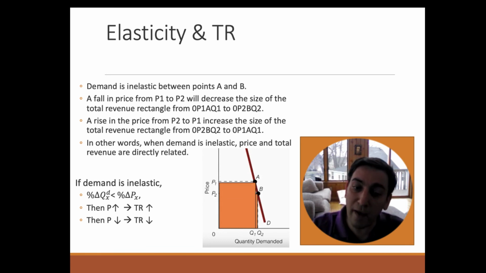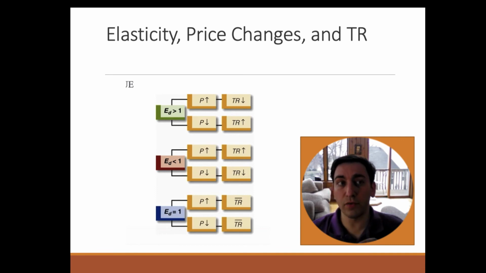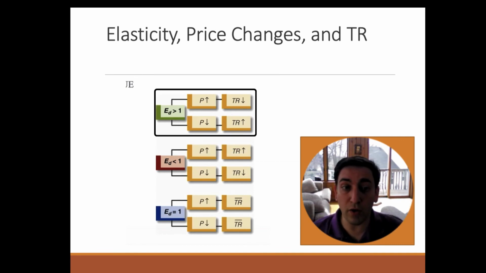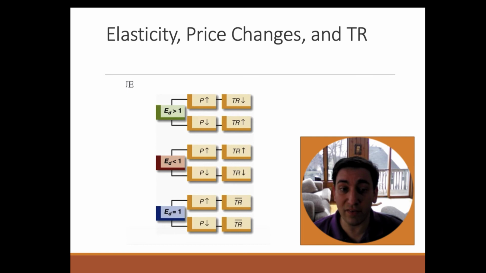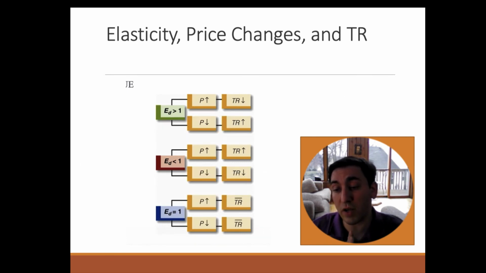You raise the price by 5%, you're going to lose maybe 2% of your customers, but your revenue is going to increase by more than 5%. So that's what we have going on here. This just summarizes when elasticity is greater than 1, so it's elastic, when elasticity is less than 1, and when elasticity is unit elastic, what a price change does to total revenue.